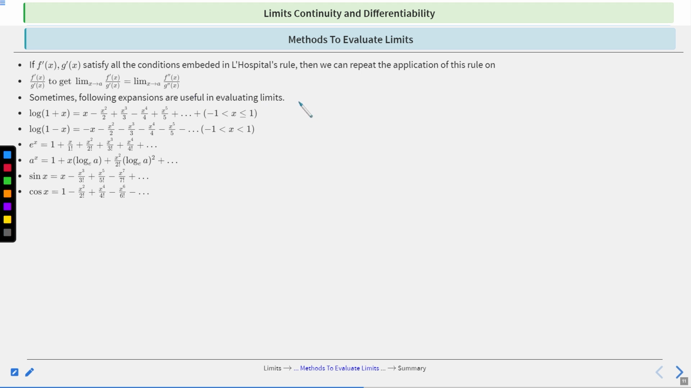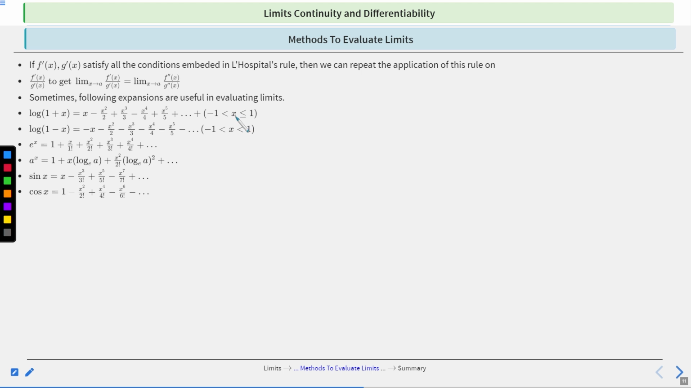And so on. Sometimes the following expansions are very useful in evaluating limits. So you have to remember these expansions. The expansion of log(1 + x) can be written as x - x²/2 + x³/3 - x⁴/4 + x⁵/5 and so on, where x is between -1 and 1.